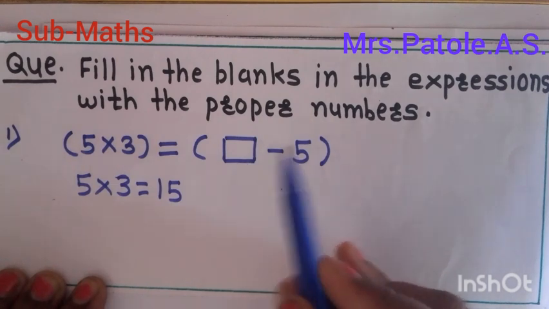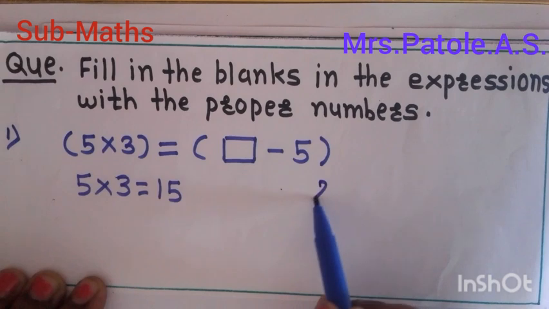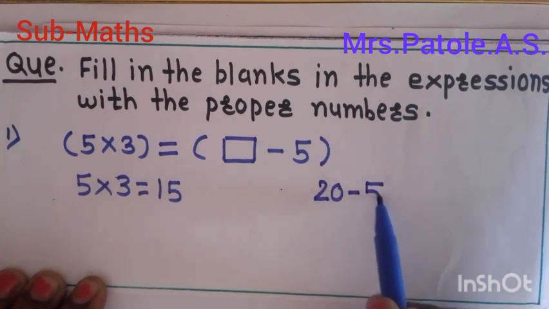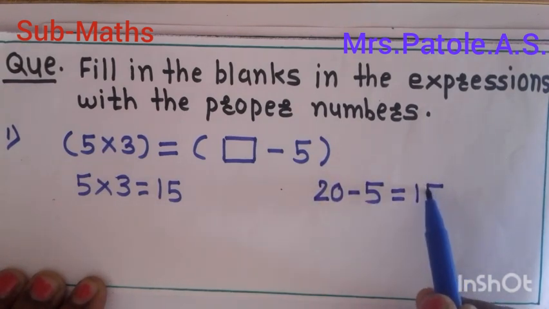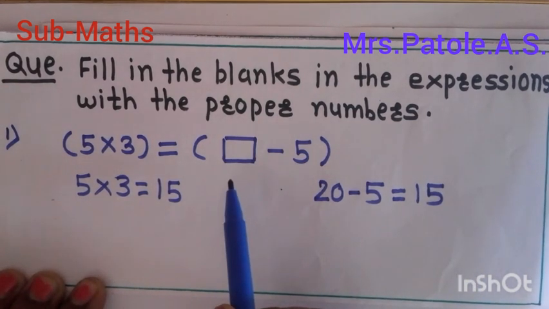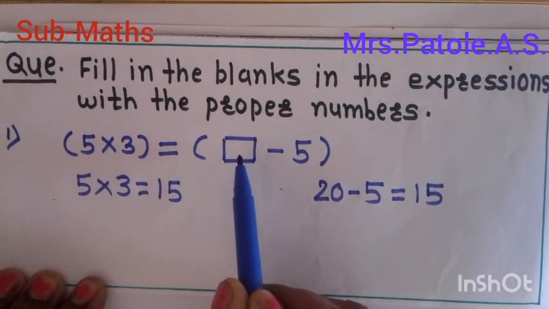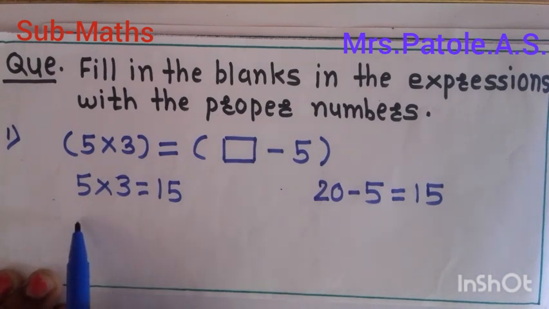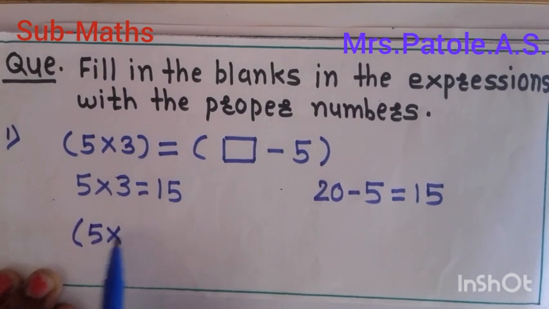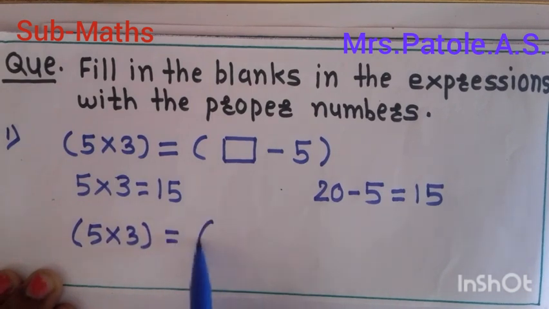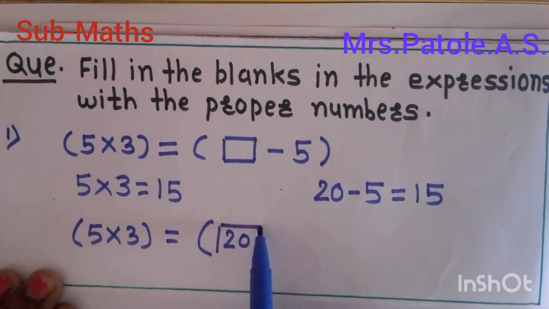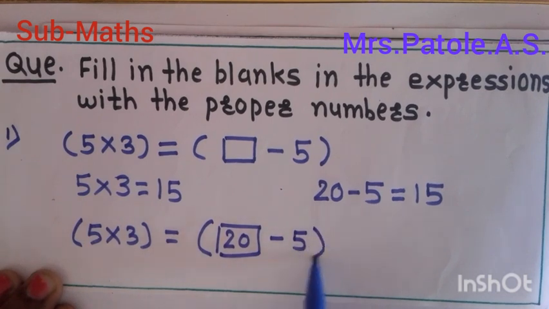So, we know that if we subtract 5 from 20, we get the answer 15. So, we have to put the number 20 in this empty box and we can write the answer: 5 into 3 is equal to 20 minus 5. We can check our answer. 5 into 3 is equal to 15 and 20 minus 5 is also 15. These two values are equal.